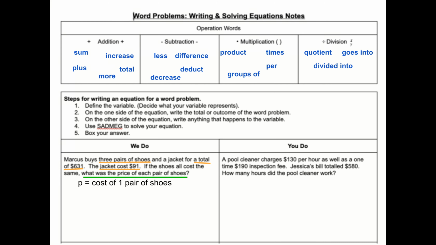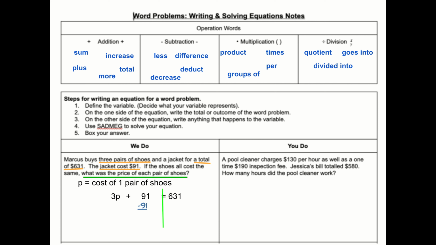Step 2 says on one side of the equation, write the total or outcome of the word problem. Here it says $631. We underlined that important information. Then it says on the other side of the equation, write anything that happens to the variable. Well, 3 pair of shoes and a jacket. We added a jacket for $91 and we had 3 pair of shoes. So 3 times P. Now we have our equation. We're going to go ahead with step 4 and use SADMEG to solve.